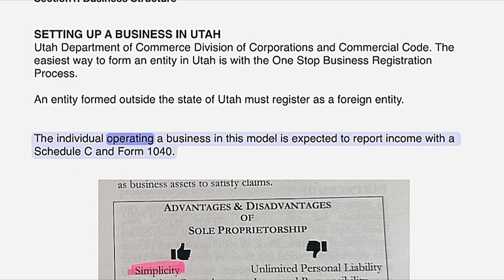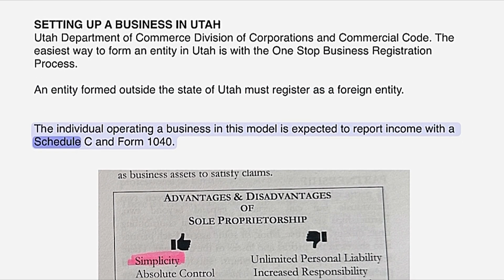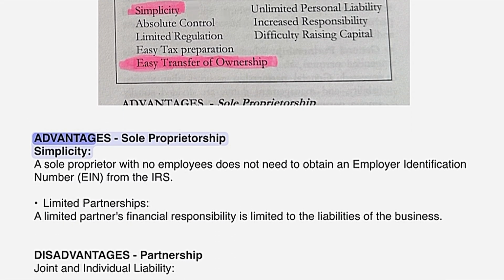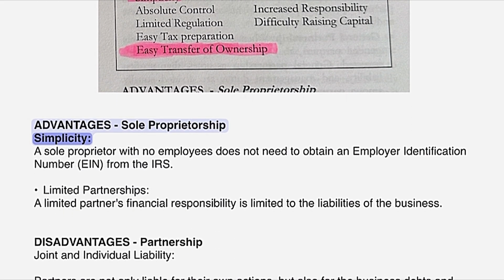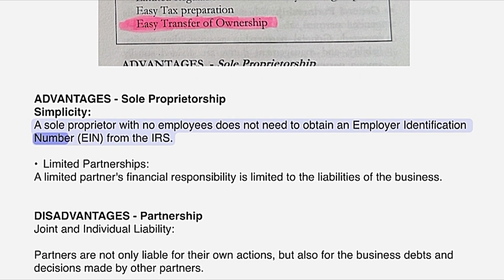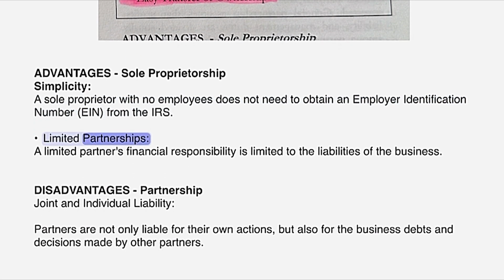The individual operating a business in this model is expected to report income with a Schedule C and Form 1040. Advantages: sole proprietorship simplicity. A sole proprietor with no employees does not need to obtain an employer identification number, EIN, from the IRS. Limited partnerships.